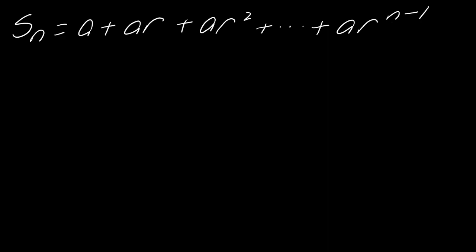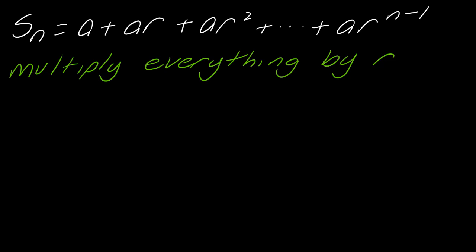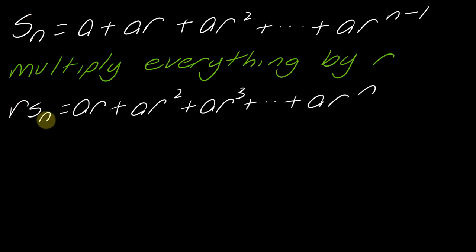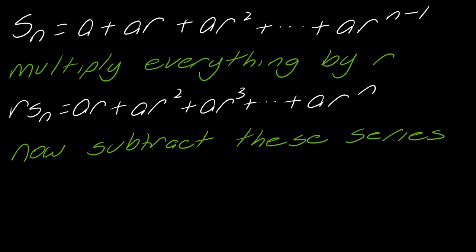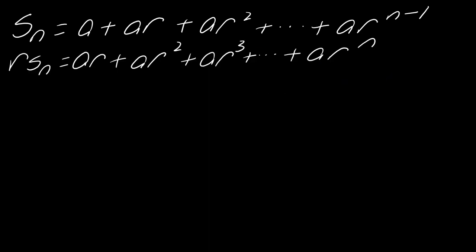So let's do that. I've got this partial sum of the first n terms of this series. The first thing I'm going to do is multiply everything by r. Where I had S sub n, now I have r S sub n, and instead of a, I have ar, where I had ar, now I have ar squared, and so on. Now I'm going to subtract these two series from one another, this series minus this series. On the left side, I've got S sub n minus r S sub n.